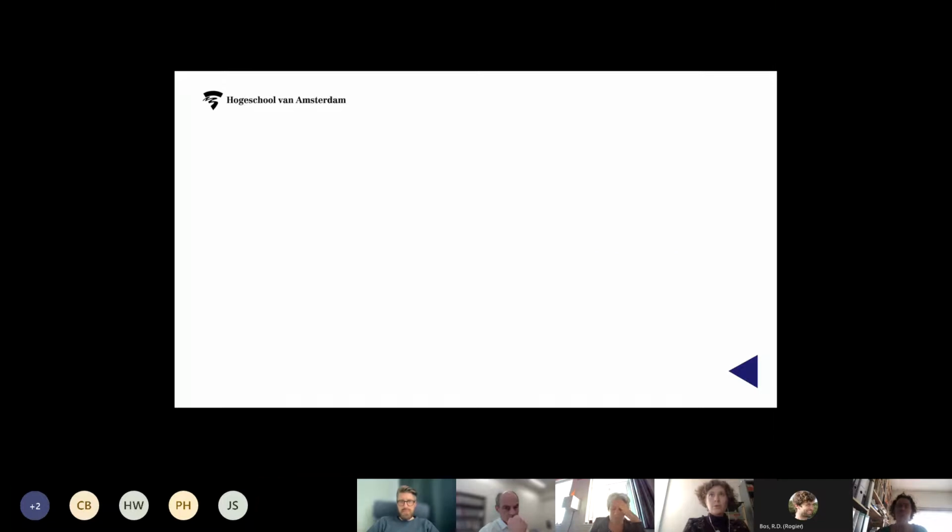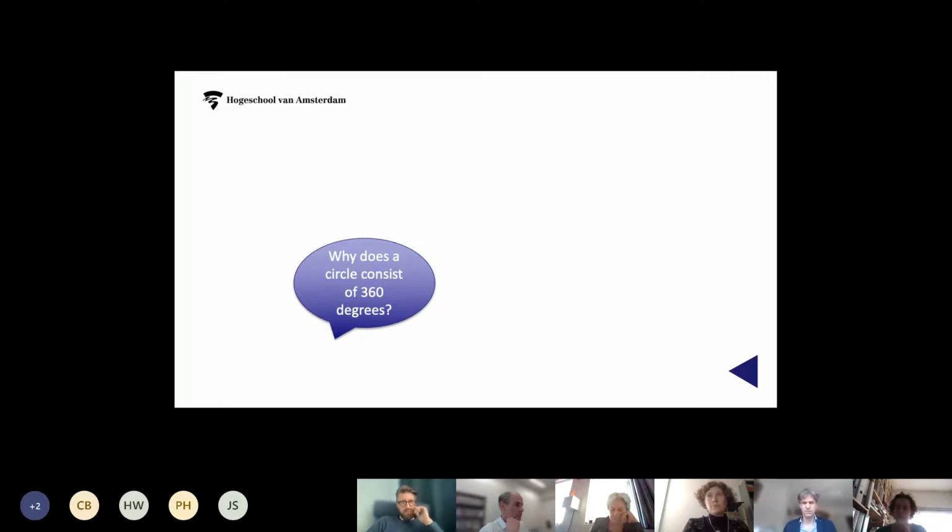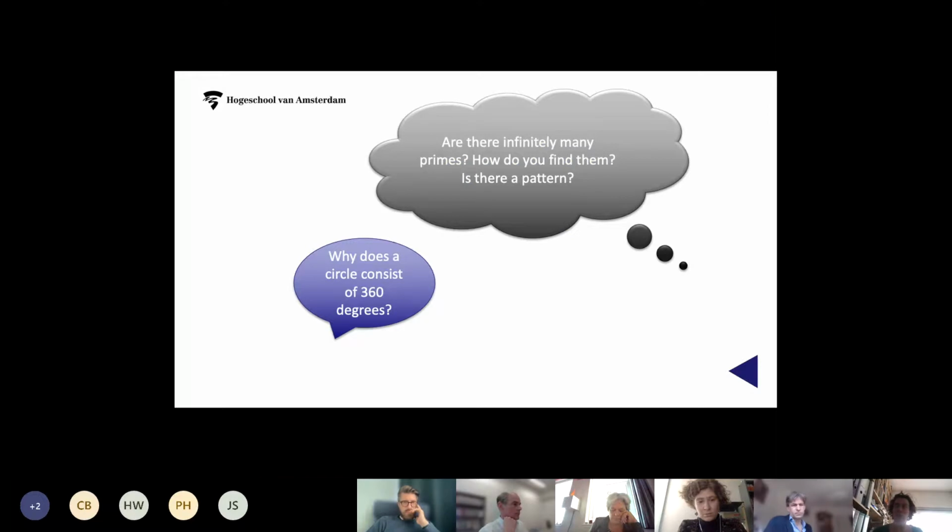Then I want to start off with some quotes that I collected from the years that I was a teacher in high school, but also now at the teacher training program. And I think it's quotes that people will recognize when they have been mathematics teachers themselves, from pupils who, for instance, would ask you, why does a circle consist of 360 degrees? And this is actually a slide that I use at the teacher training program in Amsterdam. And I ask my students, do you know the answer to this question? Or do pupils actually ask you this question? Well, I have some more examples.